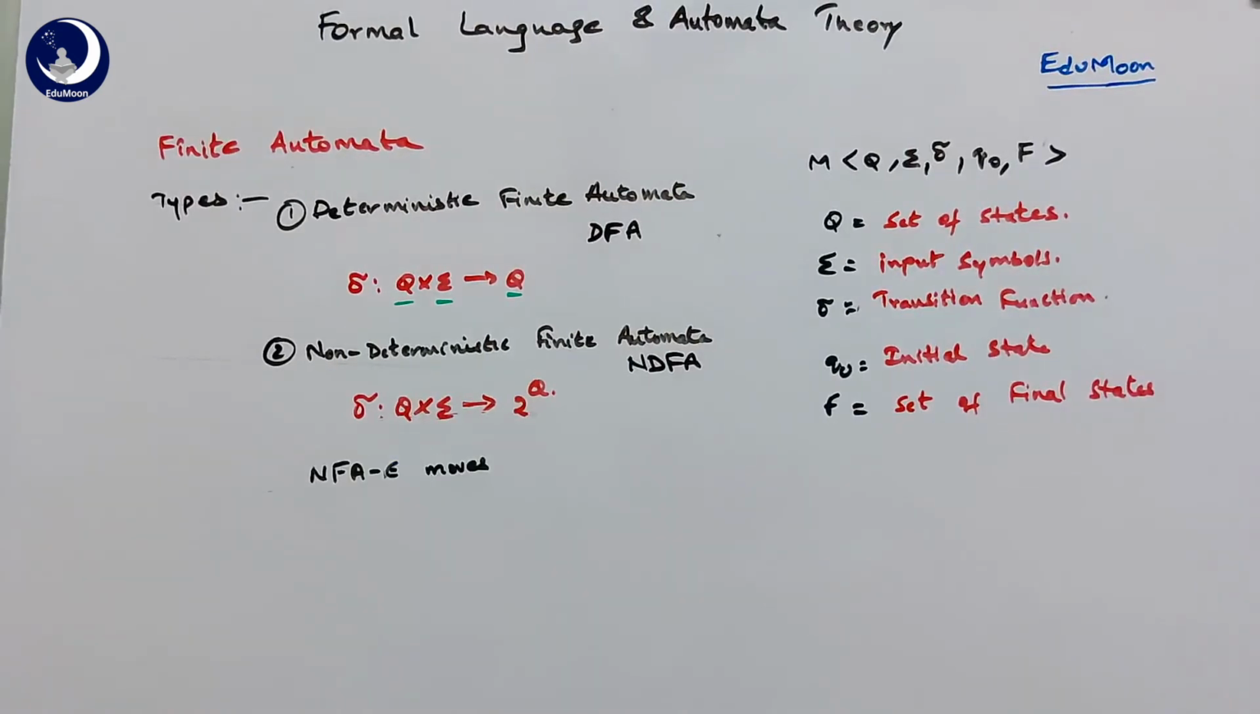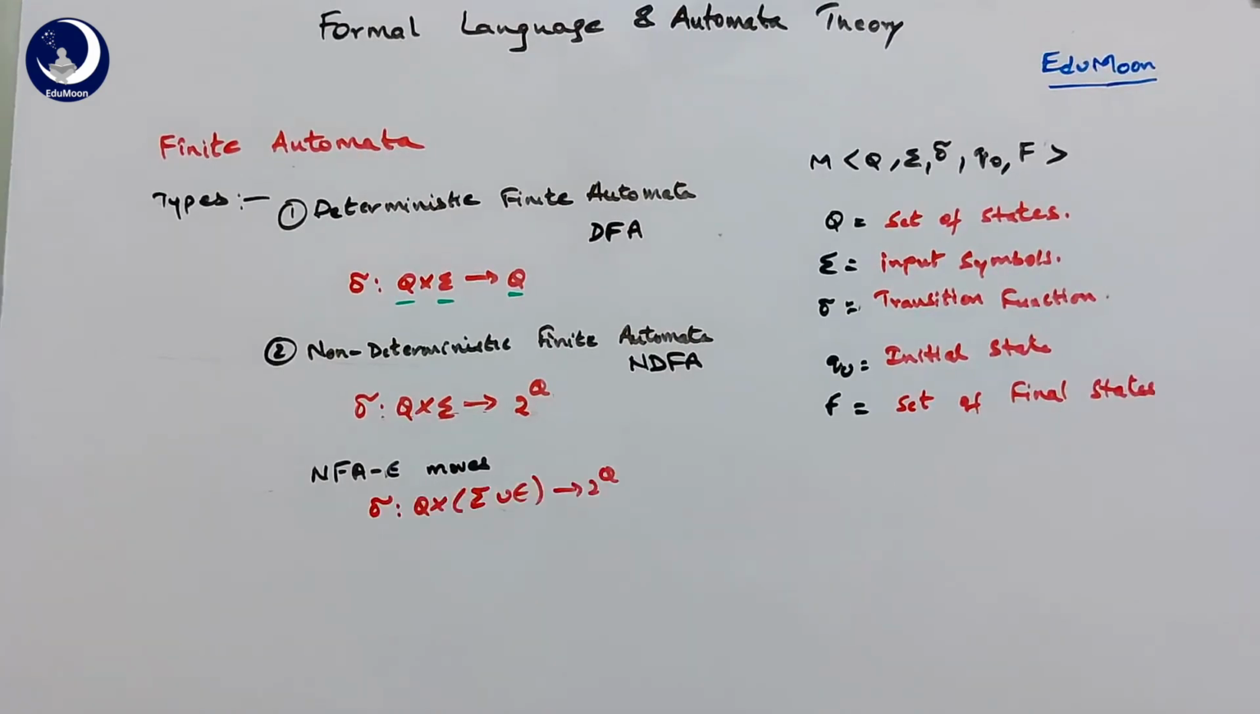And there is another variation of the NFA, the NFA with epsilon moves, which indicates the state can change to another state without reading any symbol, that is, only by taking an epsilon move. So the transition function is given as delta is Q cross sigma union epsilon. That is, it can read a symbol from sigma, or else without reading any symbol, that is epsilon, it can be transferred to the next state. So this is nothing but NFA with epsilon moves.